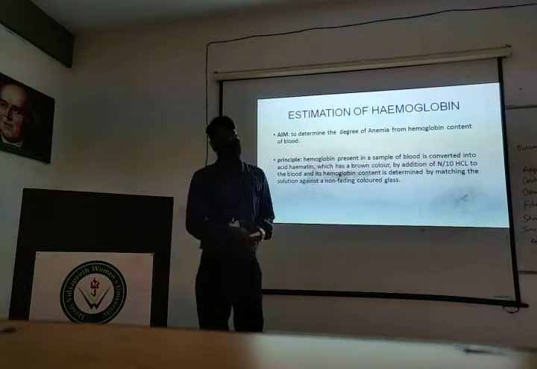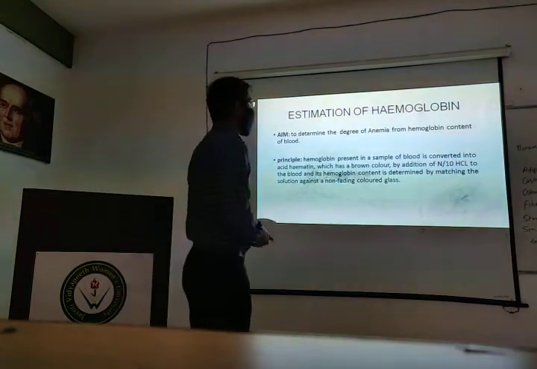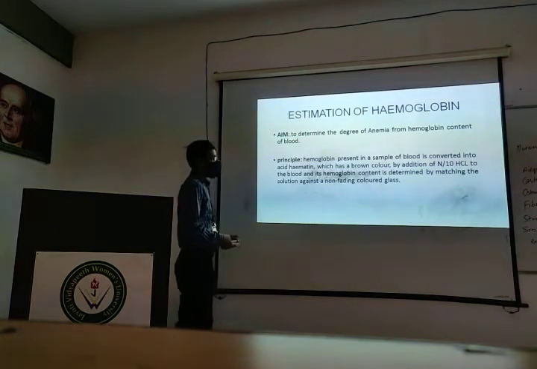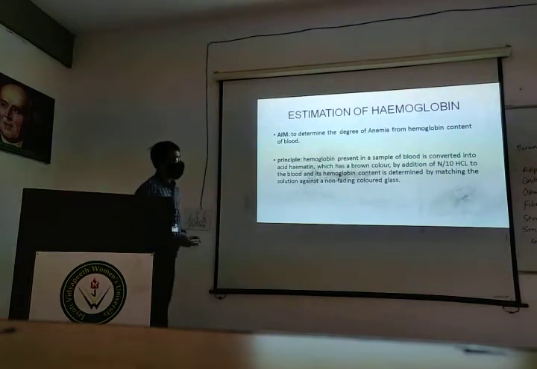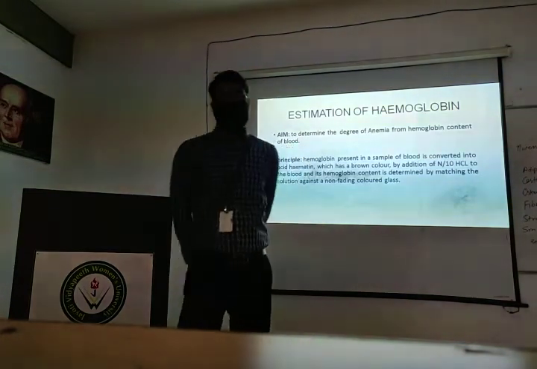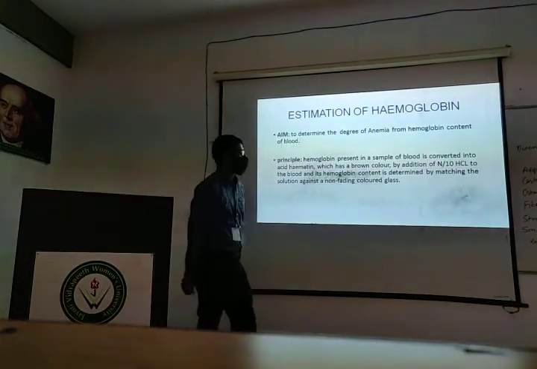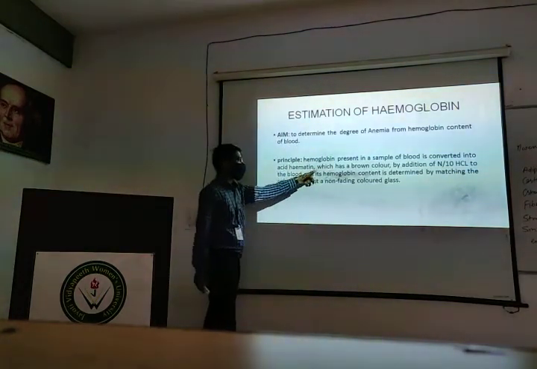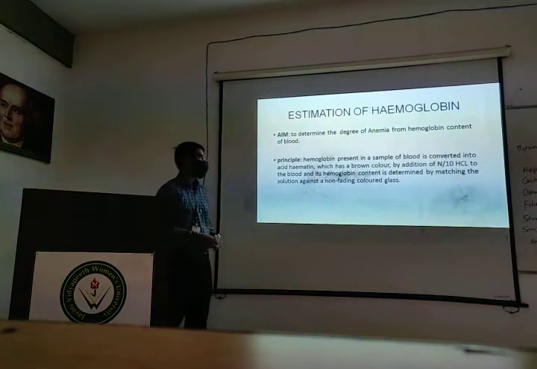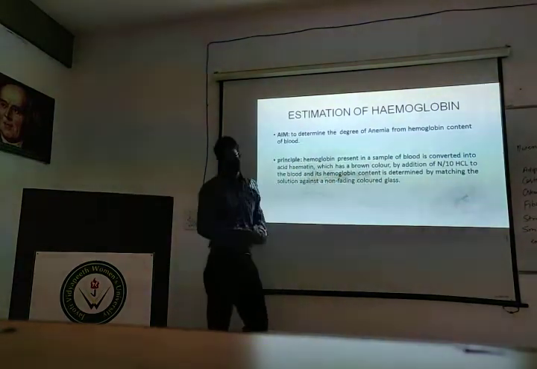So the student must know the principle behind the estimation with Sahli's hemoglobinometer. If the examiner asks the question, what happens when blood is added to the N/10 HCl, and what type of formation occurs, then the answer will be that hemoglobin is converted into acid hematin, which has a brown color.